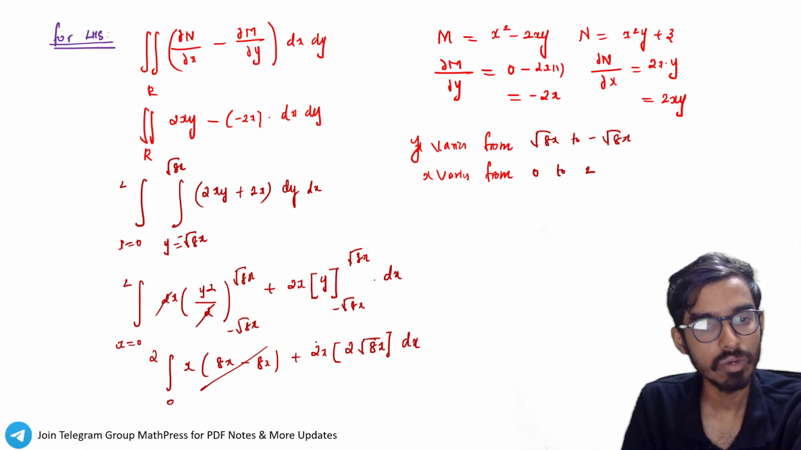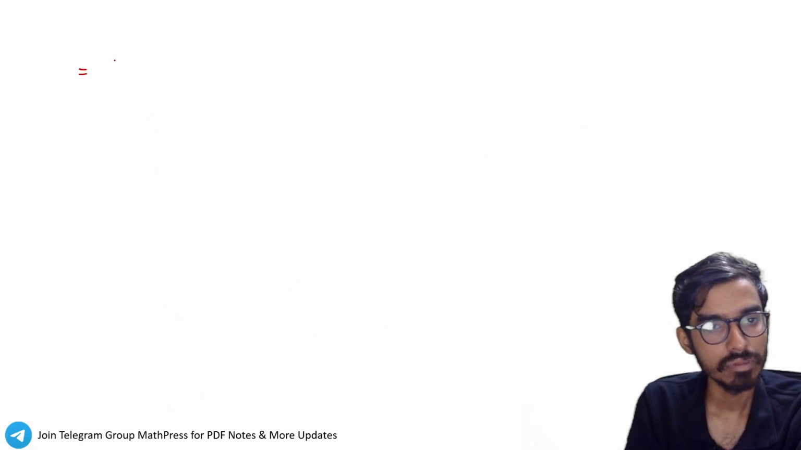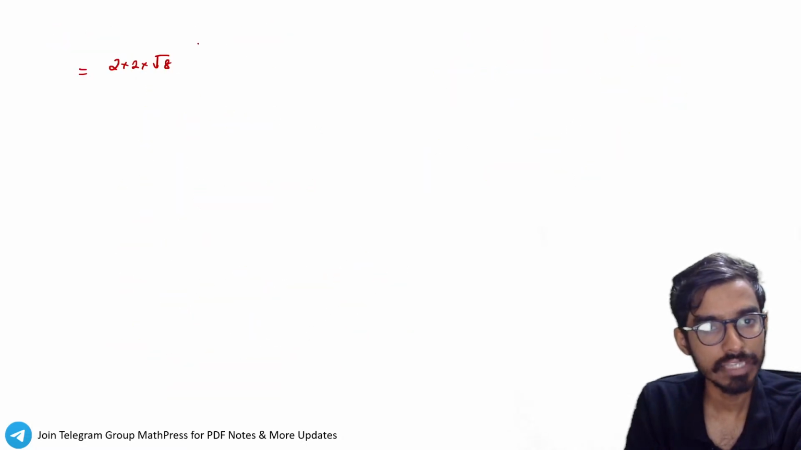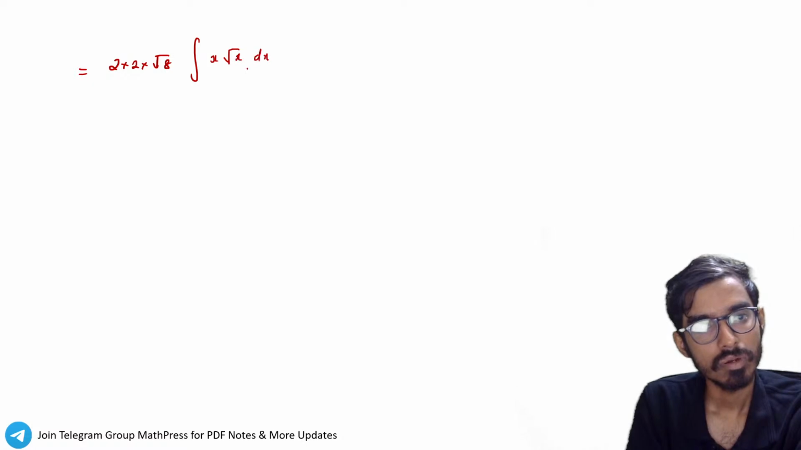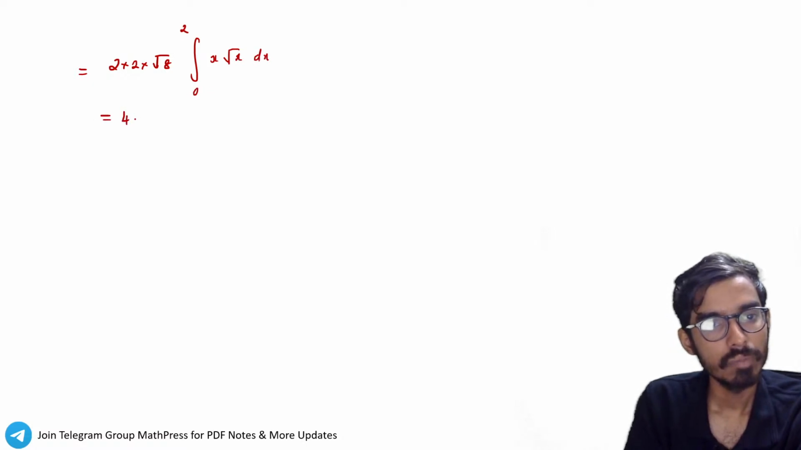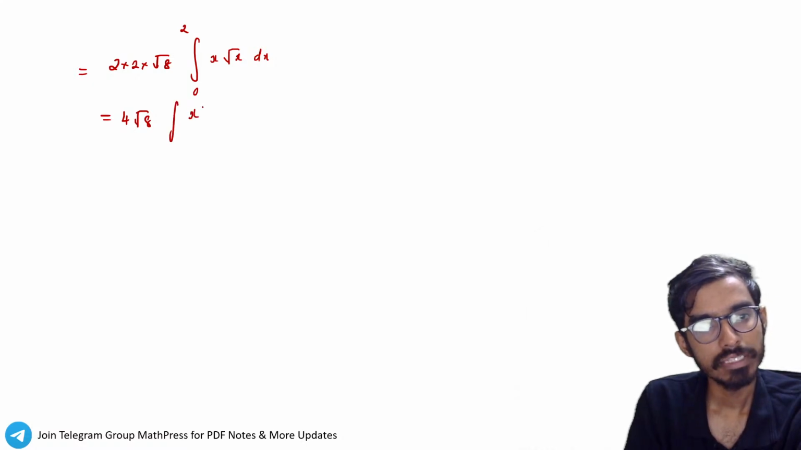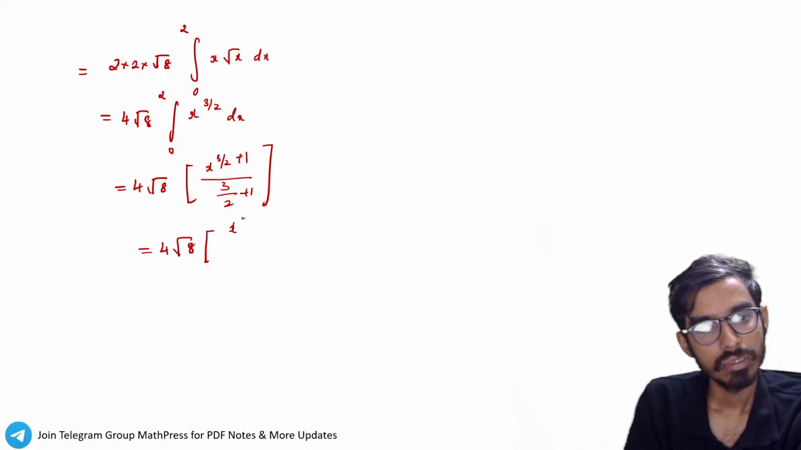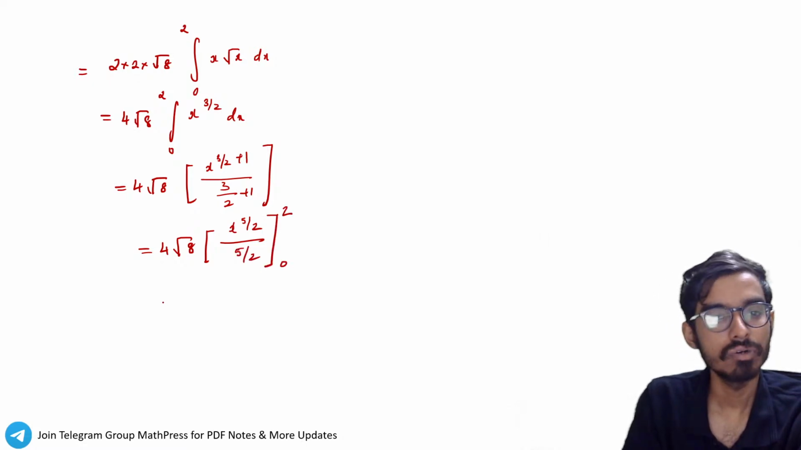So let's take all the constants outside. So 2 into root 8. So there are 3 constants. x into root x, 0 to 2. Right? This will be 4 times root 8, integration of x power 3 by 2 dx, 0 to 2. This will be 4 root 8. So this will be x power 3 by 2 plus 1 over 3 by 2 plus 1. So 4 root 8, x power 5 by 2 over 5 by 2. Limits is 0 to 2.